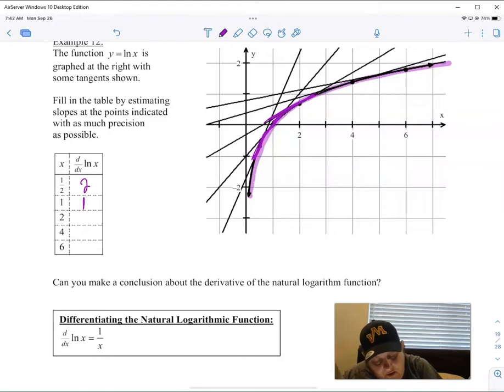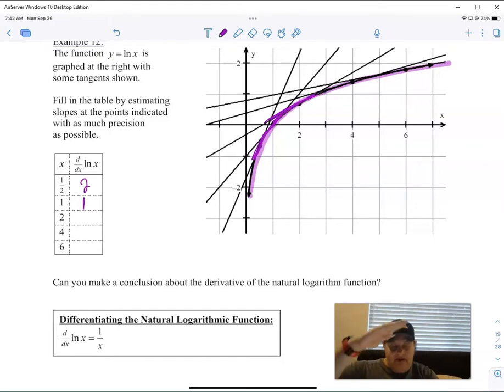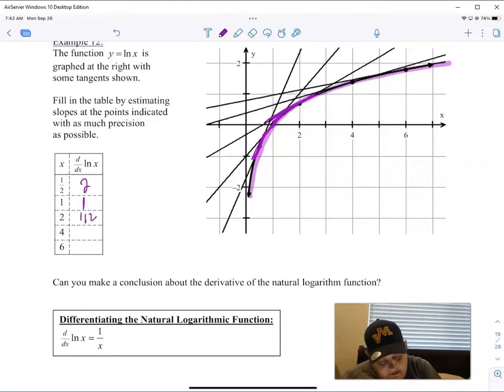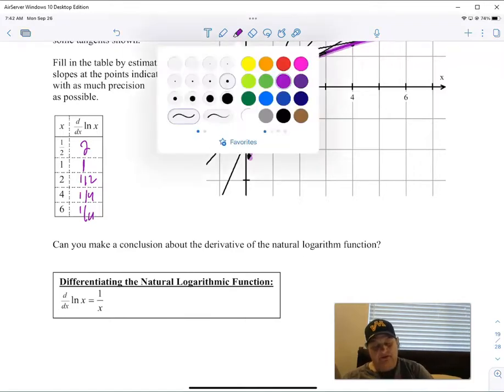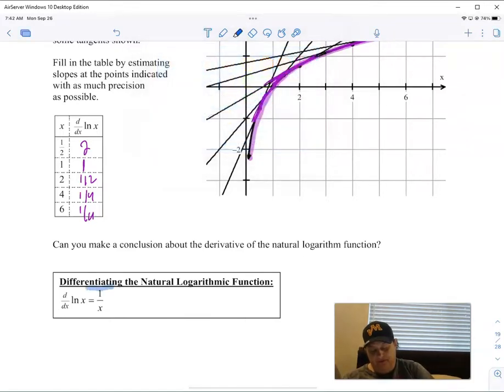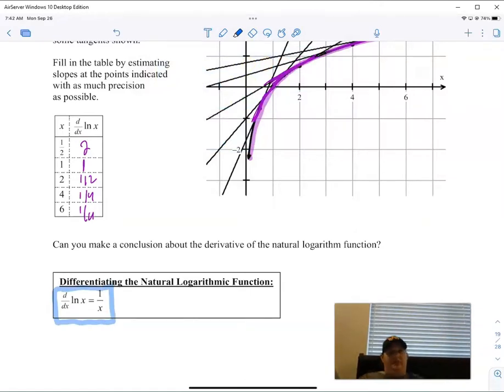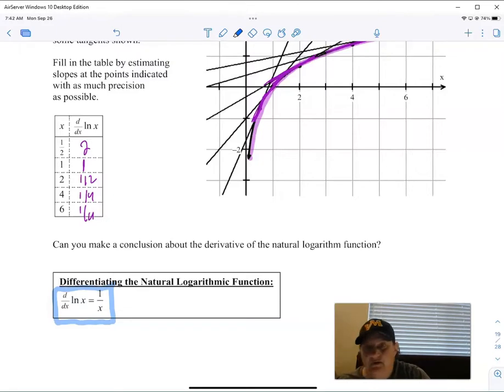At 2, that looks like a flatter slope. Maybe it's like a half. At 4, looks like it's maybe even smaller than that, a fourth. Alright, at 6, maybe it's a sixth. Okay? See what's happening? You see how these are all like inverses basically? Here's how this works. The derivative of ln of x is 1 over x. You can see the 1/2 goes for 2, the 2 goes for 1/2, etc.